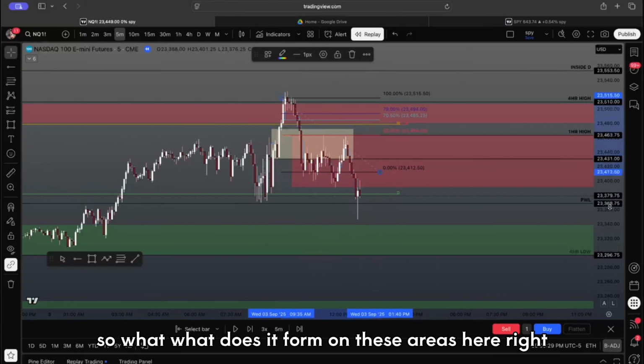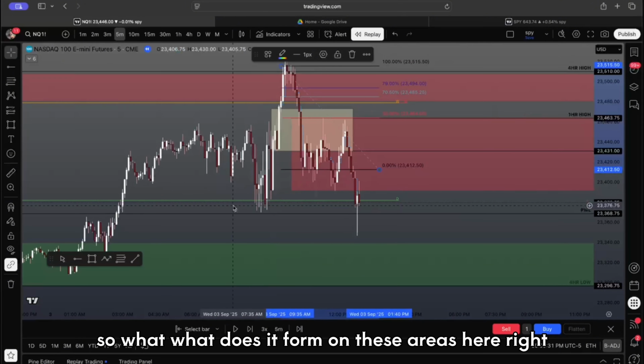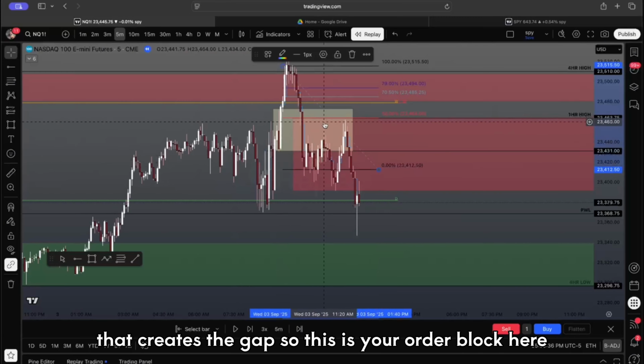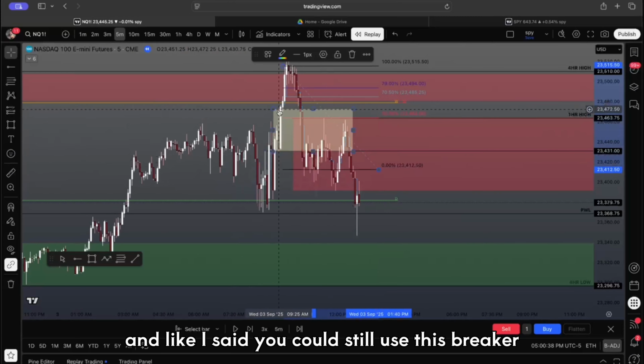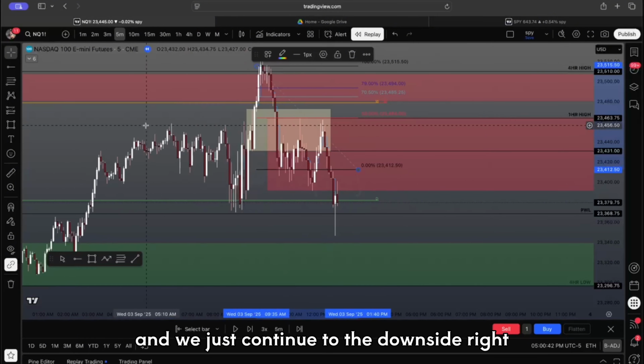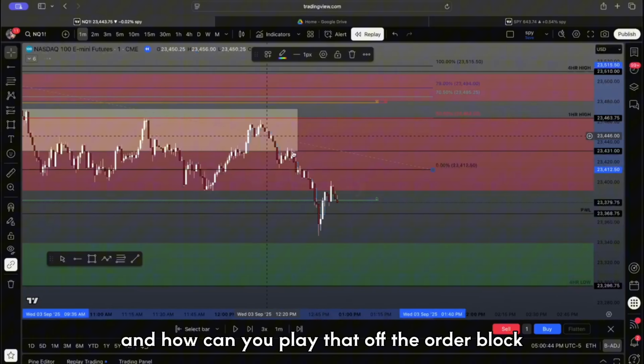Okay. So what does it form on these areas here, right? Your order block is going to be the high that creates the gap. So this is your order block here. And like I said, you could still use this breaker. We never got above the breaker and we just continued to the downside, right? And how can you play that off the order block?